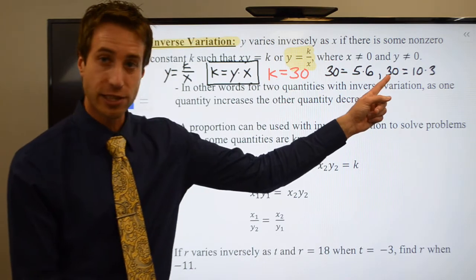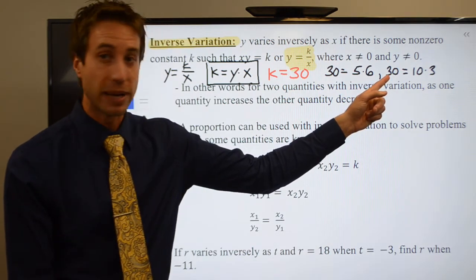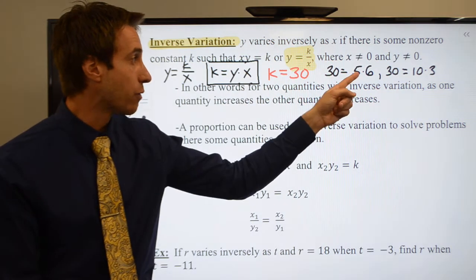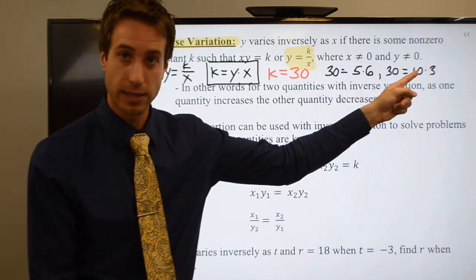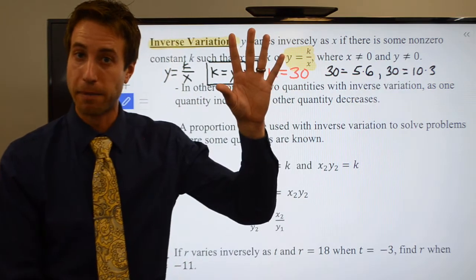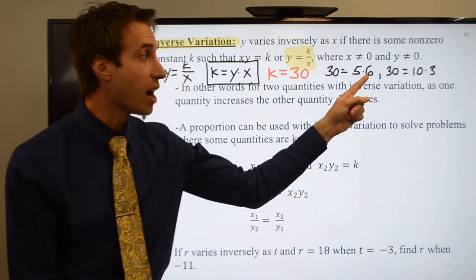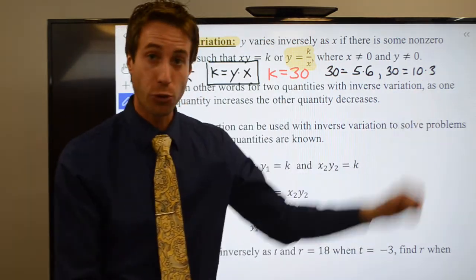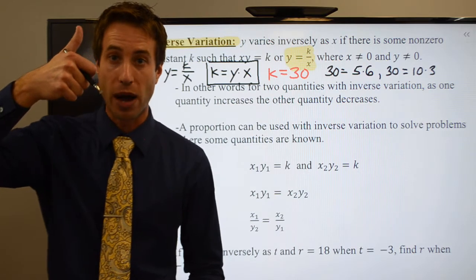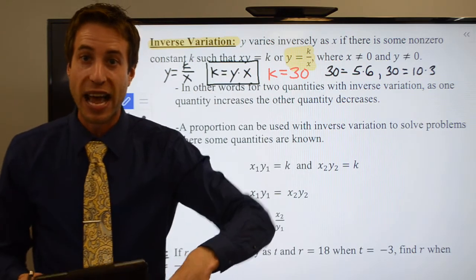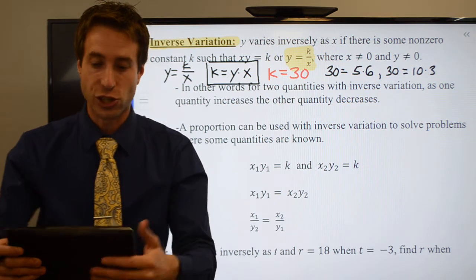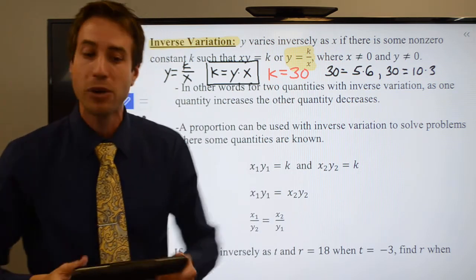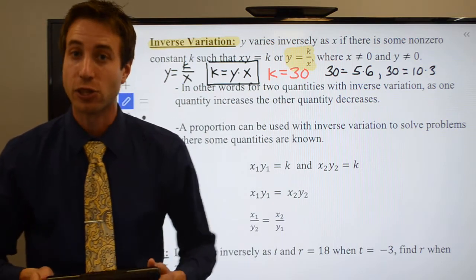Please notice, k is 30, it never changes, constant of variation. But here's what happened. Y was 5, that was the value of y. It has increased to 10. The y value has gone up. But the x value, which was 6, has now dropped. It's gone down to 3. So one value went up, the y value went up, the x value went down. Inverse relationship. As one variable goes up, the other one has to go down. If that y variable comes down, the x variable will have to go up.